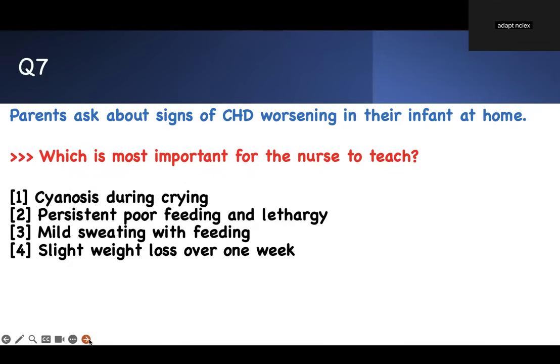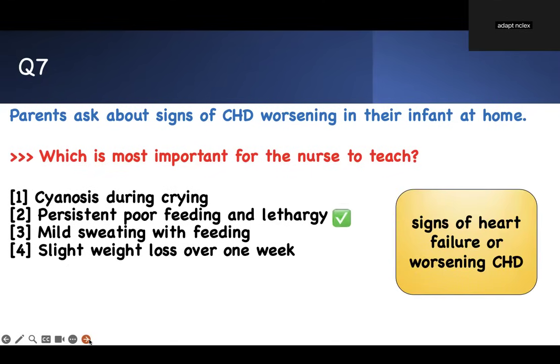You turning blue when you cry, persistent poor feeding and lethargy, mild sweating with feeding, and slight weight loss over 1 week. Of course, most people with congenital heart disease, they have what? Hyperdynamic states. Because of CHF, their metabolic rate increases, they can lose weight. They can sweat when they feed. They may turn blue when you feed them. But if they cannot feed and they have lethargy, this is a sign of CHF. And therefore, that's your right answer.